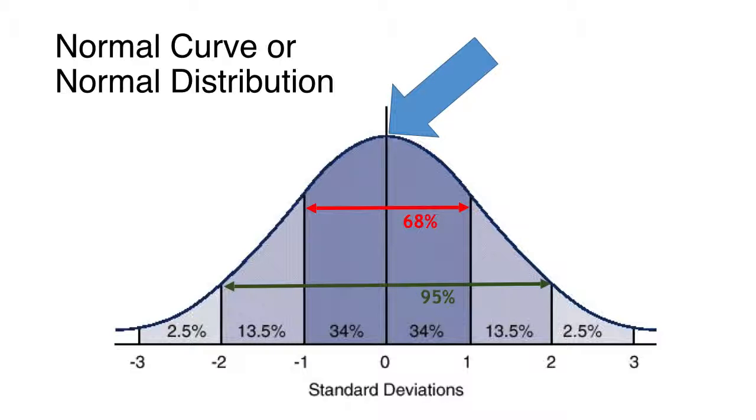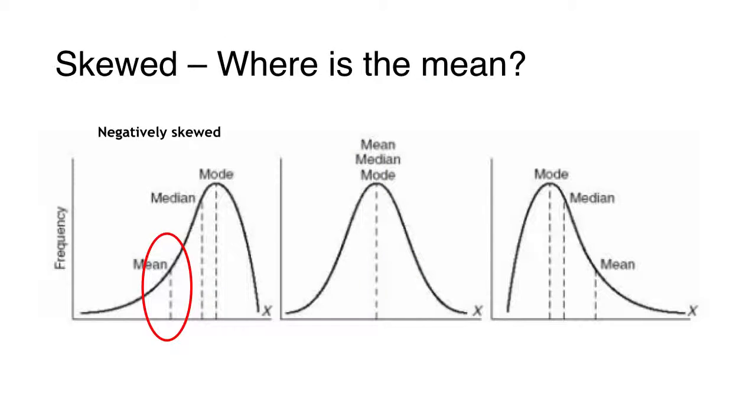Now, what happens if it's not a normal distribution? That's what we call skewed. Remember when I talked about how the mean can be changed by the outliers? Skewed means that the mean was changed by some outliers. If the mean ends up really, really low, in other words, there were some people who scored so low that it actually moved the mean from towards the middle way down low. That means it's negatively skewed.